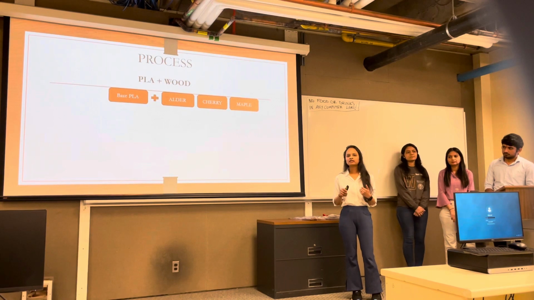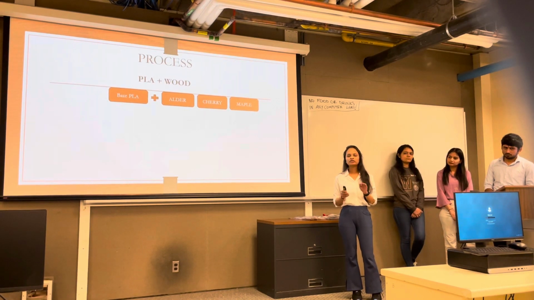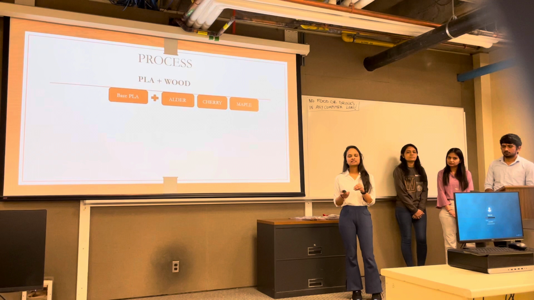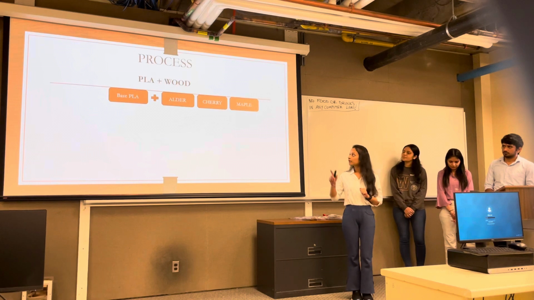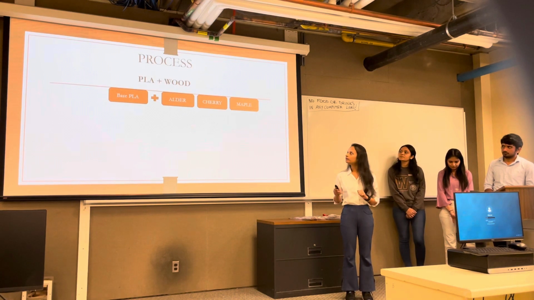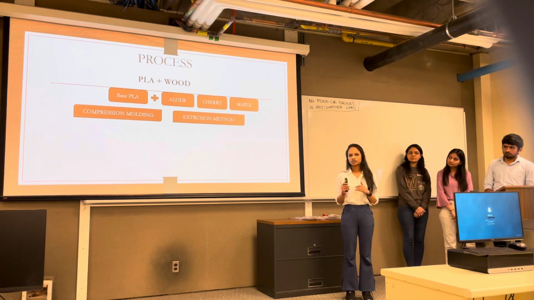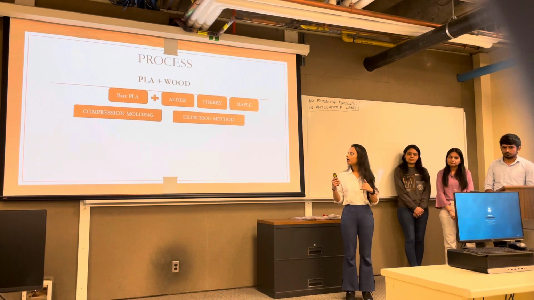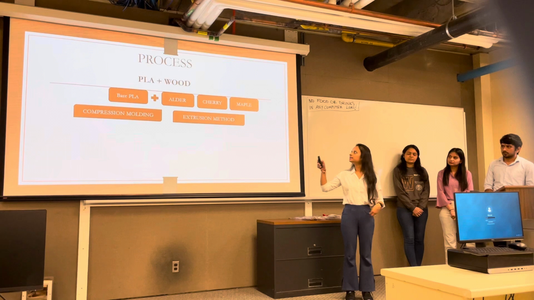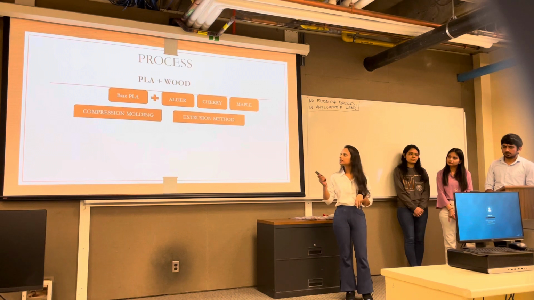When we got it, it was not that fine, so we needed it finer, so we ground it a little bit more, and then we got a 20 micron size for all three types of wood. After that we made the batch in a 70-30 ratio, 70 PLA, 30 wood, and we made it with elder, cherry and maple wood. In the manufacturing process, we used two methods, compression molding and the extrusion method.